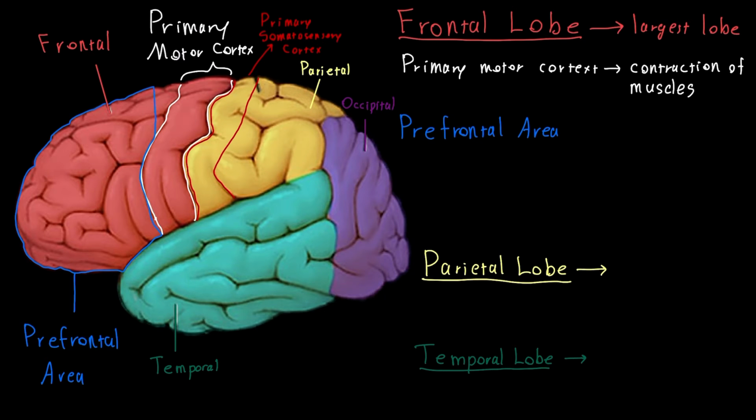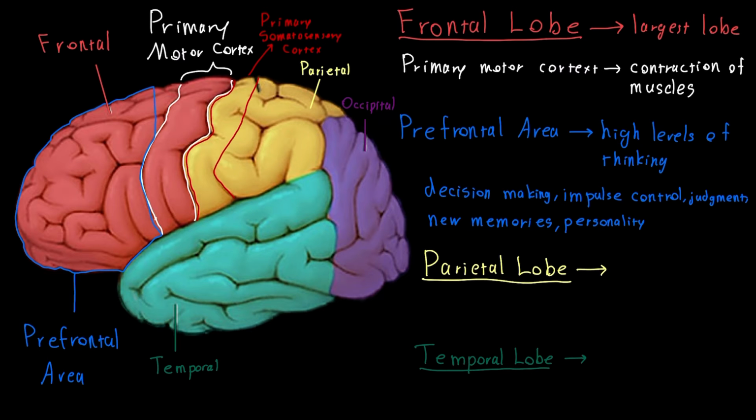There's also the prefrontal area, which I've surrounded in blue. That's going to be the area of the frontal lobe which is involved in high levels of thinking, like decision making, impulse control, judgment, new memories, and personality. And right about this region, you also have the Broca's area that is used for speaking. So that's also in the frontal lobe.